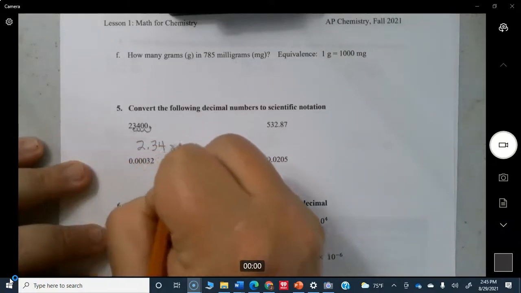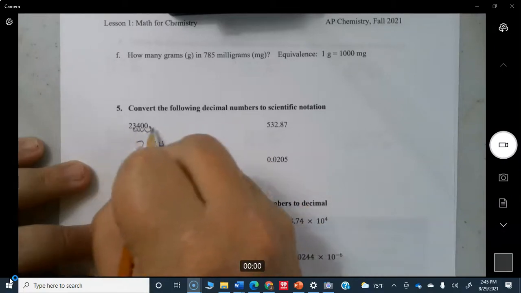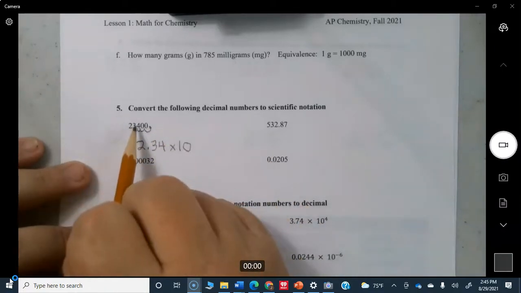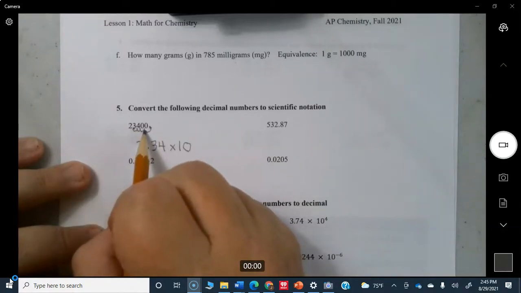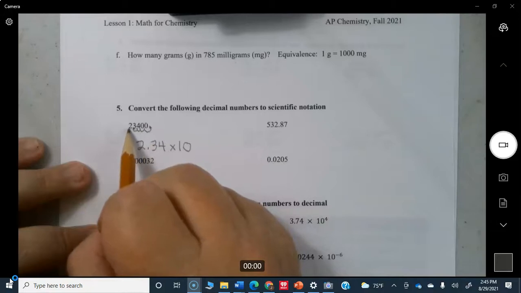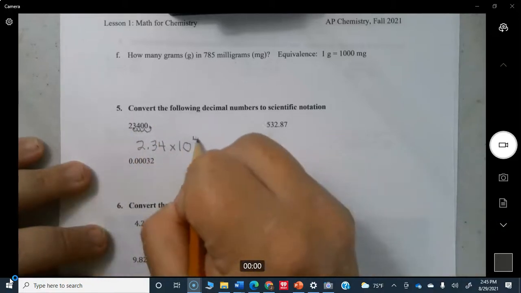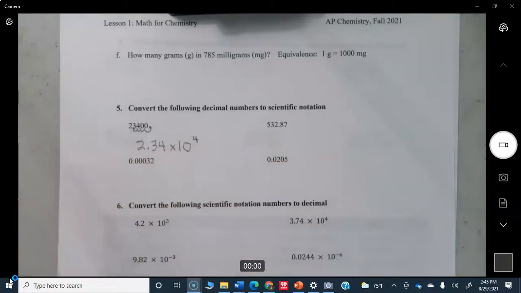And it's times 10. And the original number, 23,400, is greater than 1, so it's going to be a positive exponent, and we had to move that decimal 1, 2, 3, 4. 4 loop-de-loops there, so 10 to the 4th. So that's 2.34 times 10 to the 4th.